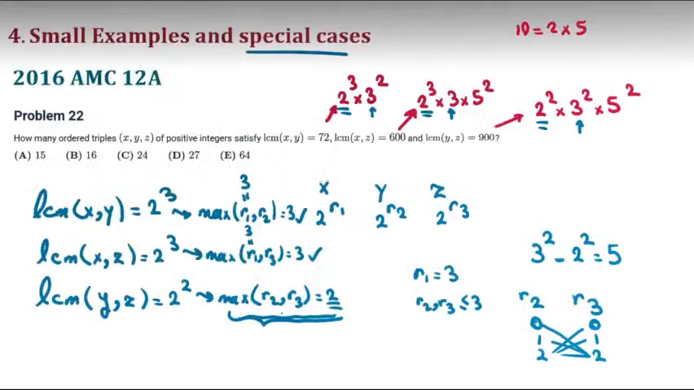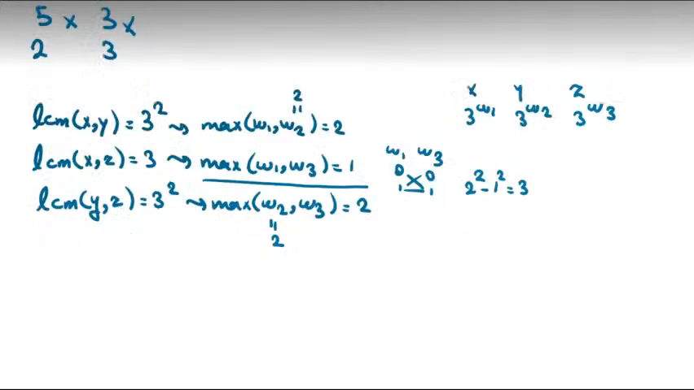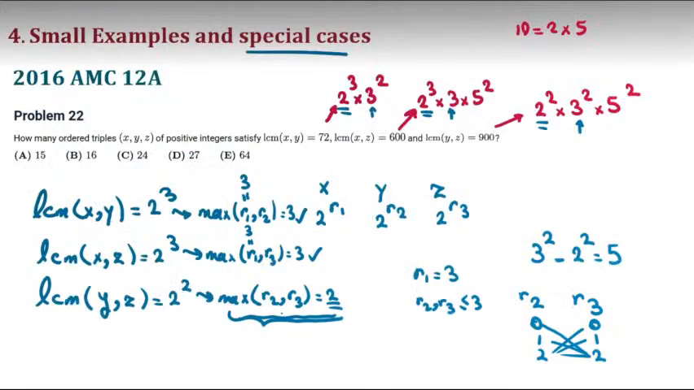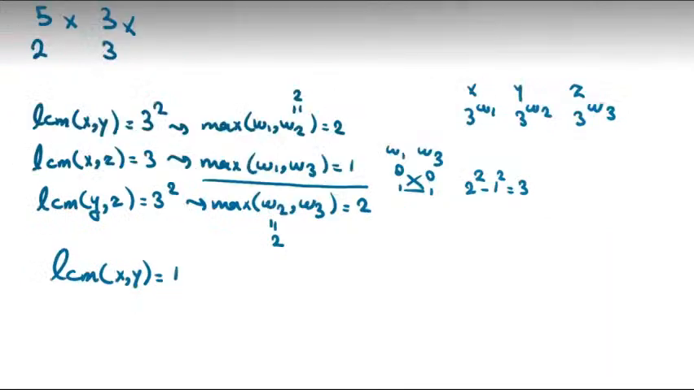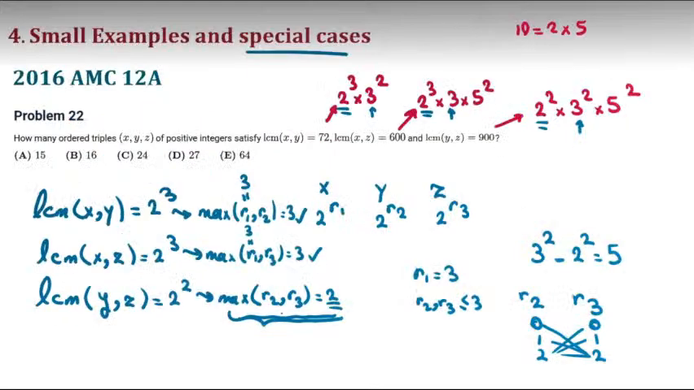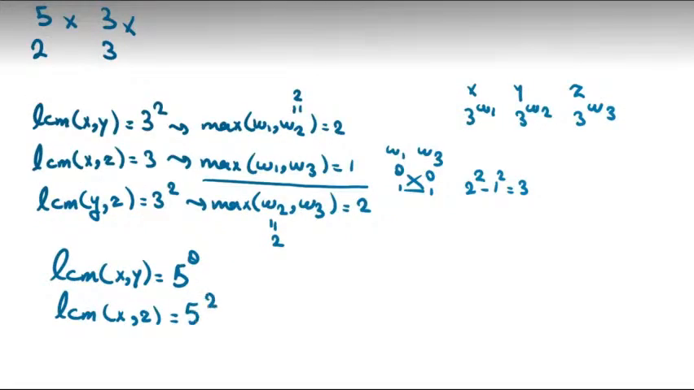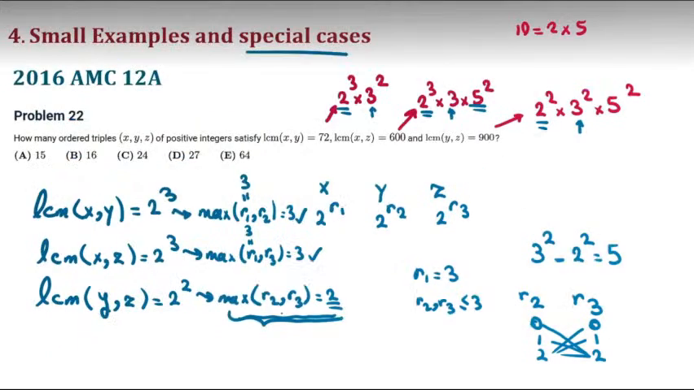The last one is focusing on 5. Here, LCM of xy is 1, meaning 5 to the power of 0. LCM of xz is 5 squared, and LCM of yz equals 5 squared again.